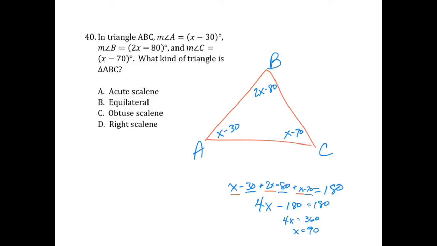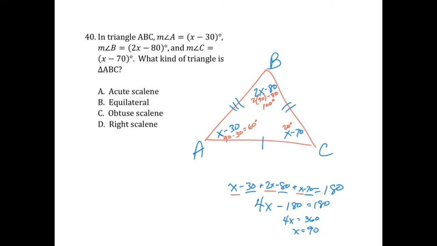So if I plug it in here, that's 90 minus 30, or 60 degrees. That's 2 times 90 minus 80, which is 180 minus 80. That's 100 degrees. And that's 90 minus 70, which is 20 degrees. So I have a 60, 20, and 100 degree angle in here. Well, I know since all the angles are different, then all the sides are going to be different as well. That's how it works, right?